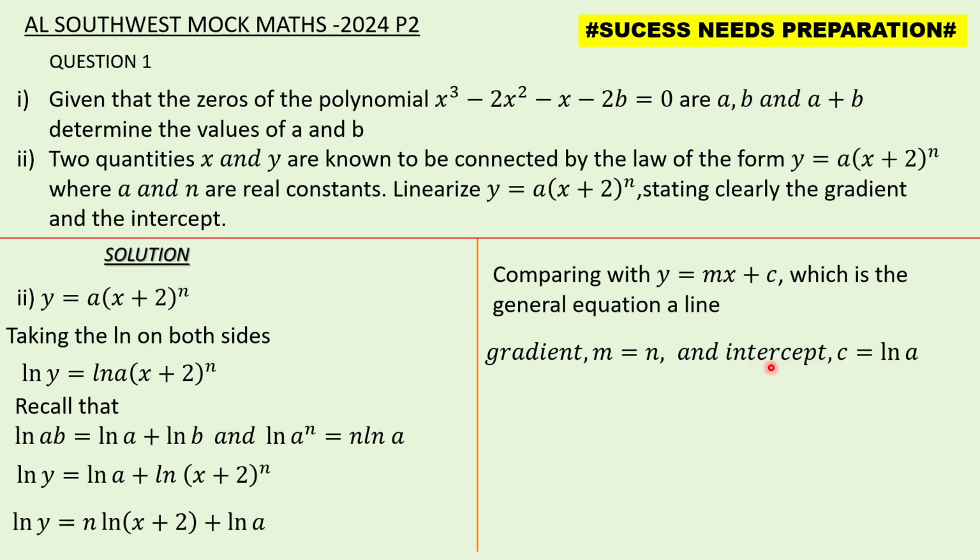The intercept that we're talking about here is the y-intercept, because to find the x-intercept, y needs to be 0. But if we substitute y equals 0 here, the ln of 0 does not exist, so the x-intercept also does not exist here. So we have the y-intercept, which is ln a, and the gradient n, which was what was asked us to find.